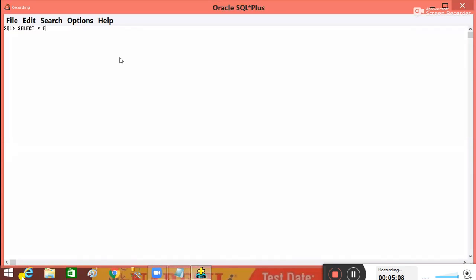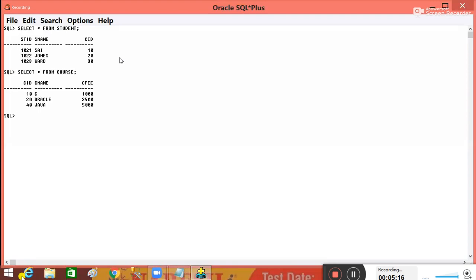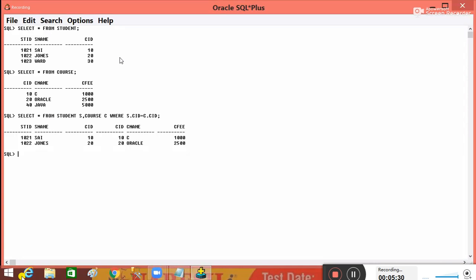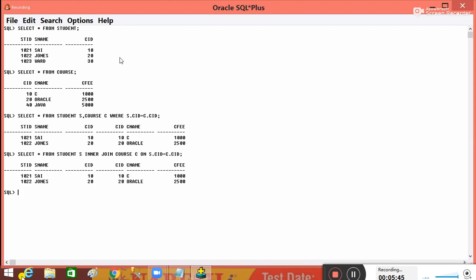So these are the two tables, guys: student and course. We wrote the two joins here. Select star from student S, comma, course C, where, in non-ANSI, S.cid is equal to C.cid. And the same thing in ANSI format, we use inner join: student S inner join course C on S.cid is equal to C.cid, to execute. So these are the things we did.